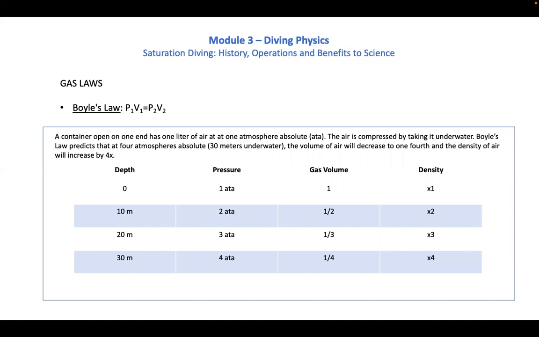As you look at this table, you will see that the greatest volume changes happen in the first 10 meters or 33 feet of depth. This is typically where divers will embolize. For instance, if you took a deep breath of air at the surface and held your breath, that volume of air would be reduced by half when you reach 33 feet of depth.